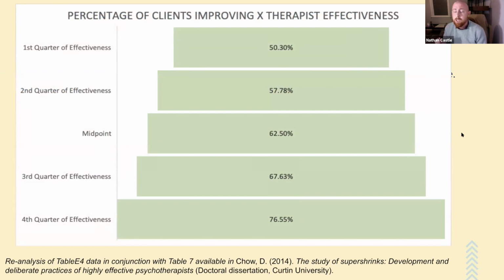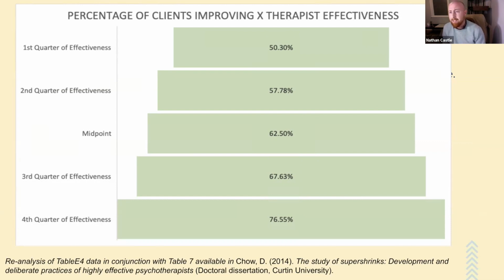Daryl Chow, who's a very intelligent and insightful Australian, has done some great research in this area. And he looked at a huge pool of therapists and how effective they were, okay? And he split them up into quartiles of 25%. Right at the midpoint, right in the middle there, 62% improving, okay, on average.